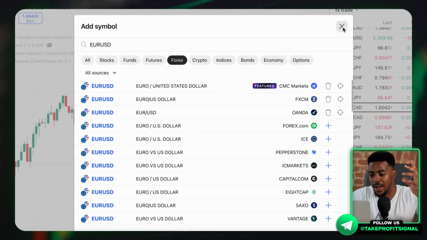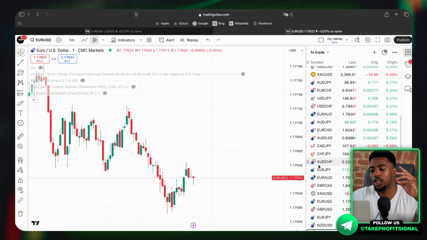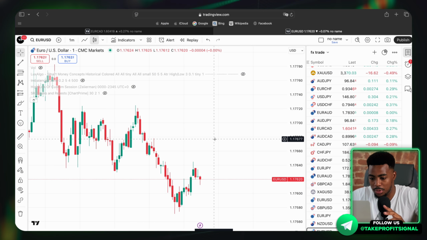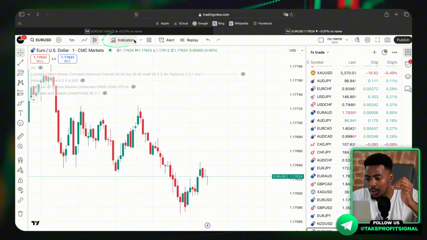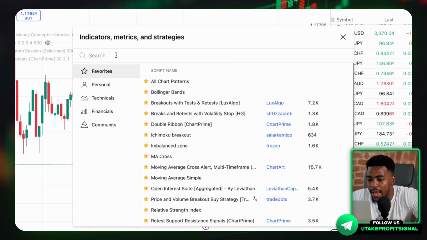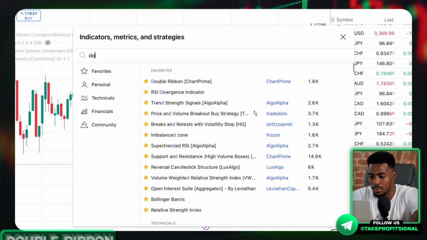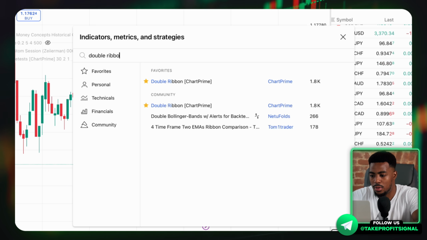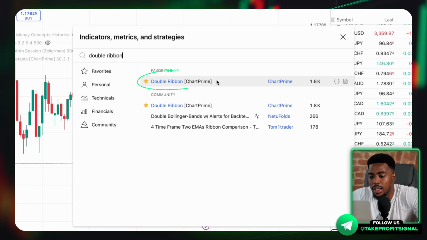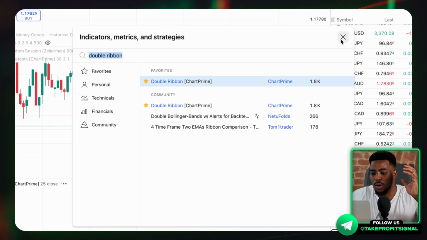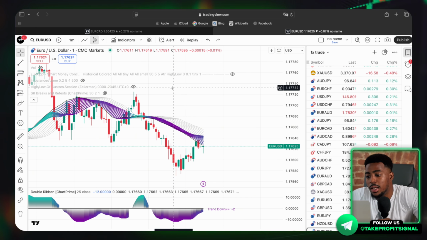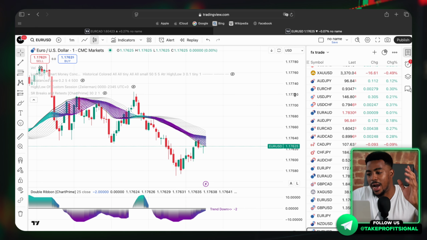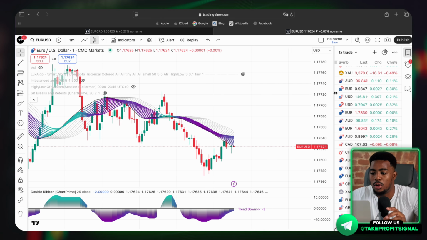Now, after you have added all the currency pairs that you have on your Pocket Option, we need to add our wonderful indicator. We go to the indicators tab and in the search type Double Ribbon. Here is this indicator from the author ChartPrime. With one simple click, we add it and it is automatically configured.